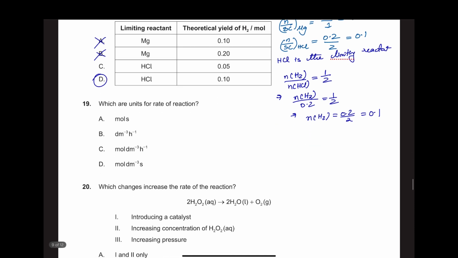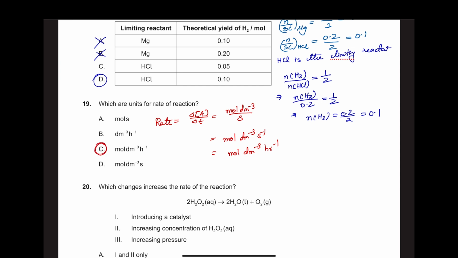Next, we have to find the units for rate of reaction. So rate of reaction, you can use this formula: change in concentration over change in time. Unit of concentration is mole per dm cubed. Unit of time is seconds. So mole dm to the power minus 3, s to the power minus 1. This is the general rate unit which is used in our curriculum. But here, instead of seconds, if your reaction is slow, you can make it hours, right?